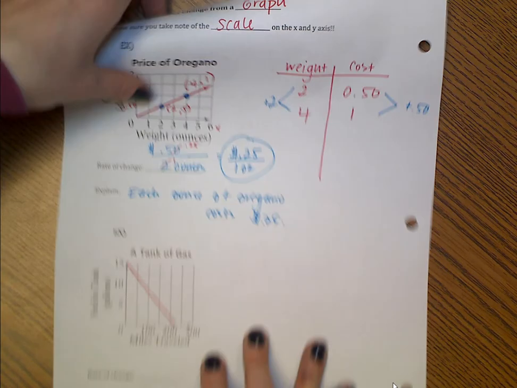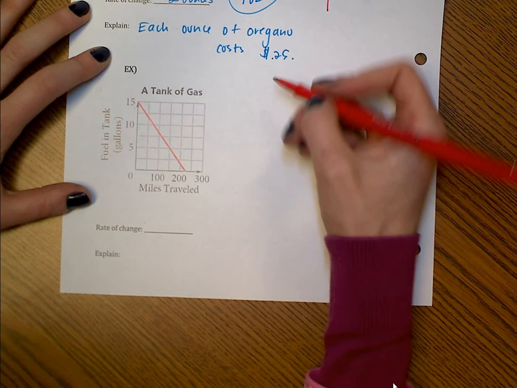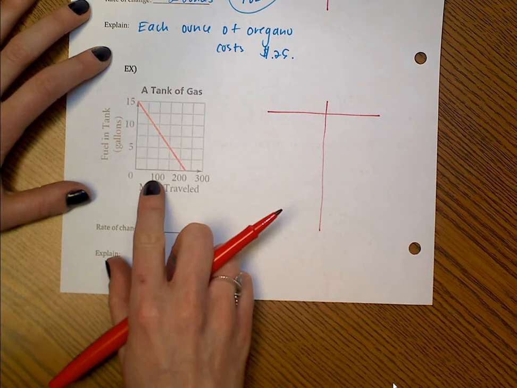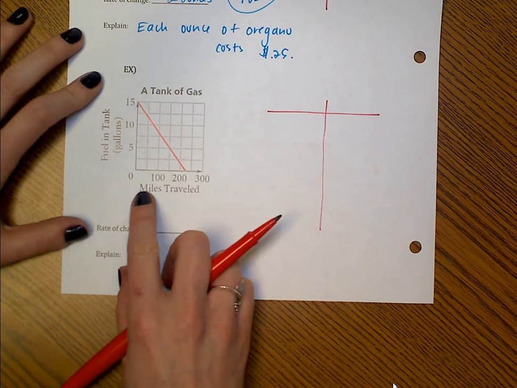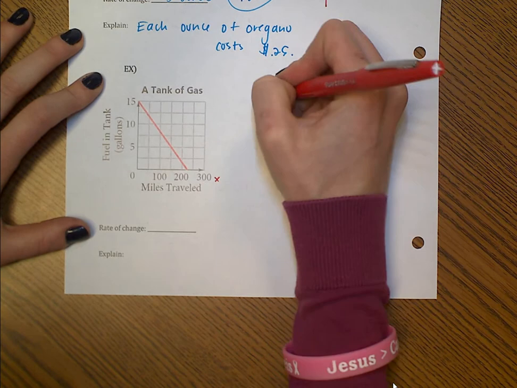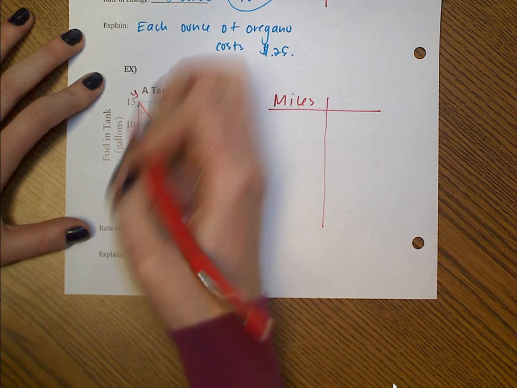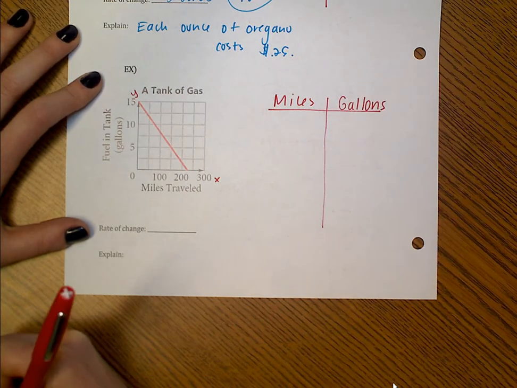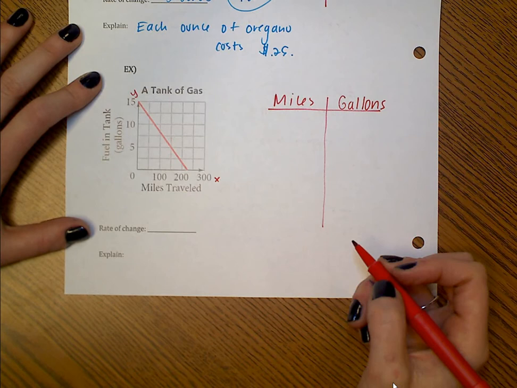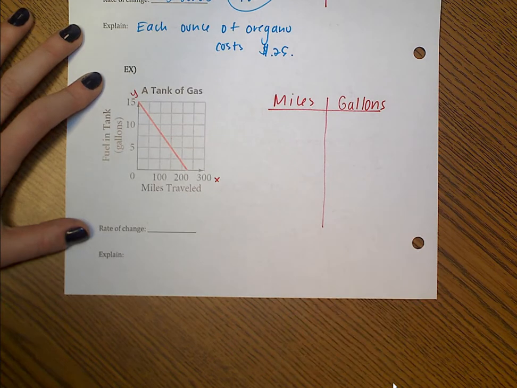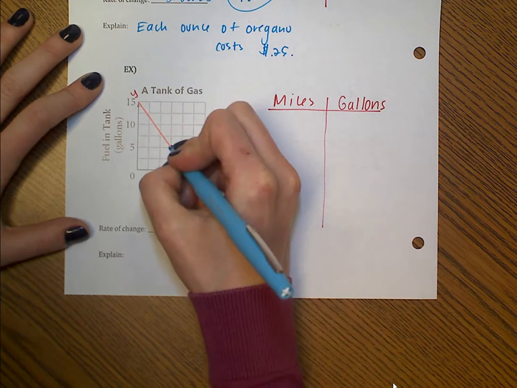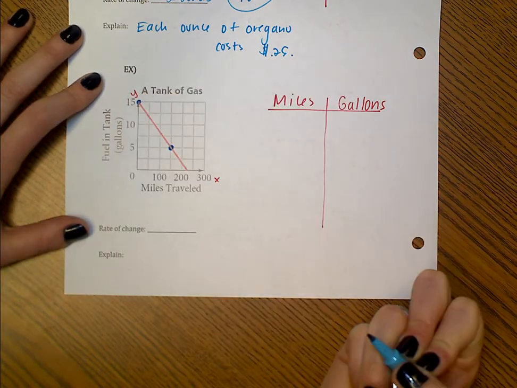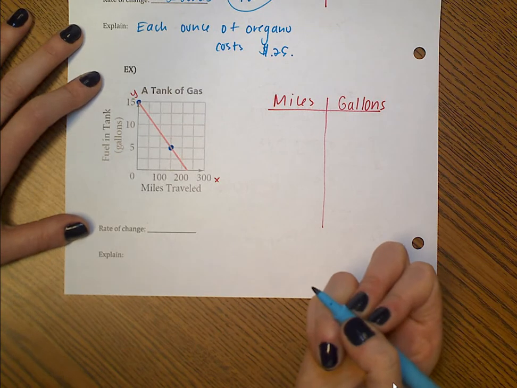All right, last example, we're going to do the exact same thing and make a table. And this time we're talking about how much gas is in our fuel tank. So it looks like the x-axis is the miles and the y-axis is the gallons. All right, I need to get 2 points on here. So I see one right here. And the only other one I see is at the very beginning, at the top, which is totally okay to use. And I'm going to take note of the scale.